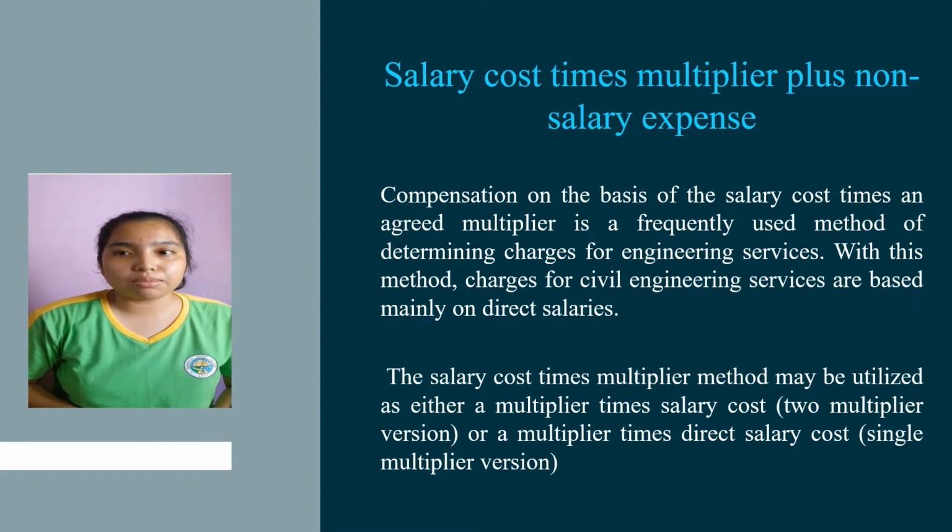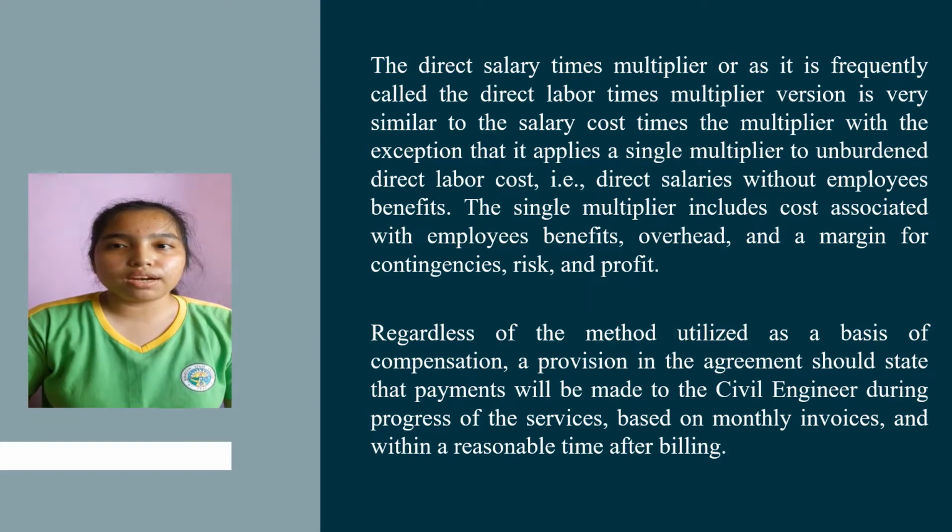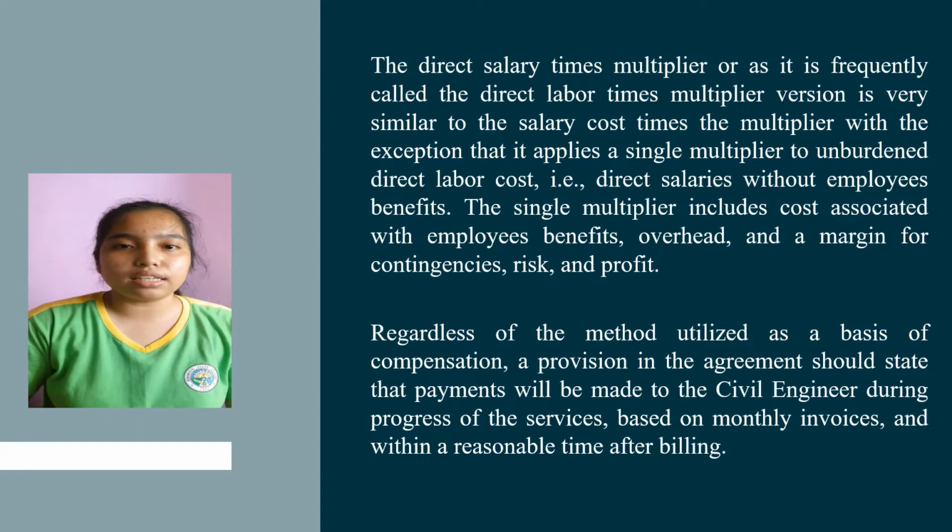or multiplier times direct salary cost, single multiplier version. The direct salary times multiplier, or as it is frequently called the direct labor times multiplier version, is very similar to the salary cost times the multiplier, with the exception that it applies a single multiplier to unburden direct labor costs, direct salaries without employees' benefits. The single multiplier includes costs associated with employees' benefits, overhead, and a margin for contingency, risks, and profits.